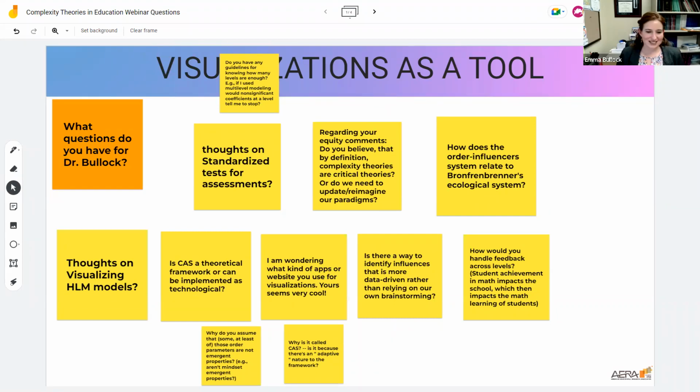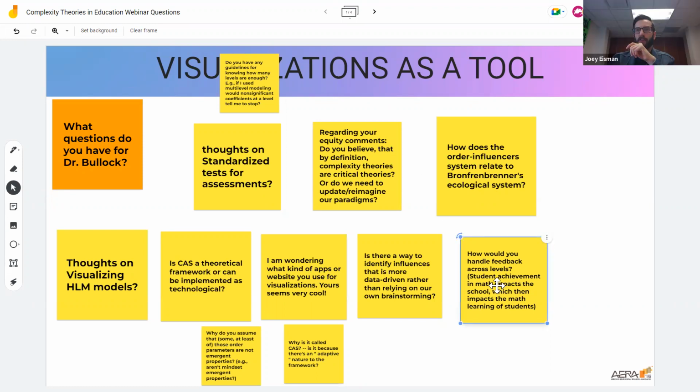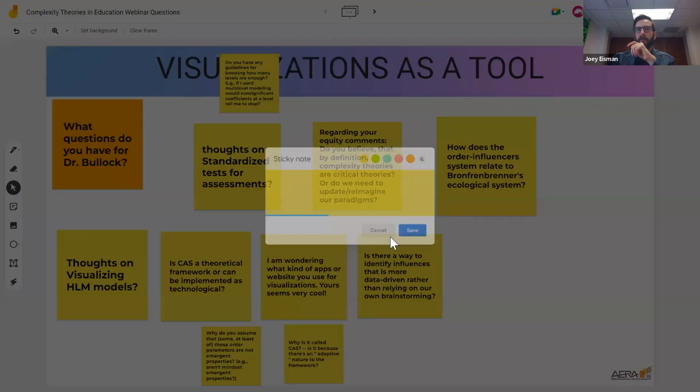Any other questions? Do we get to the, how would you handle feedback across levels? Oh, where was that one? Sorry. Right here. Okay, how would you handle feedback across levels?